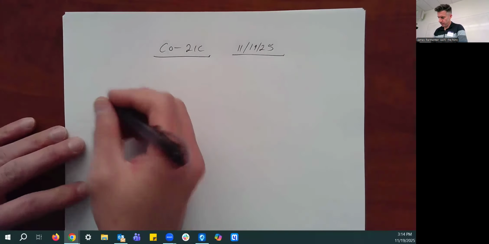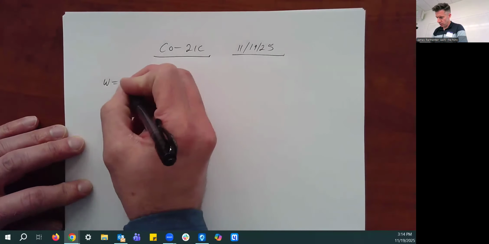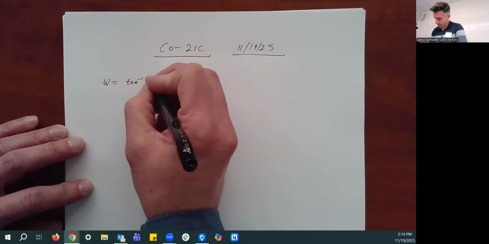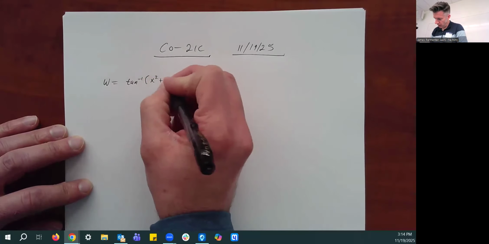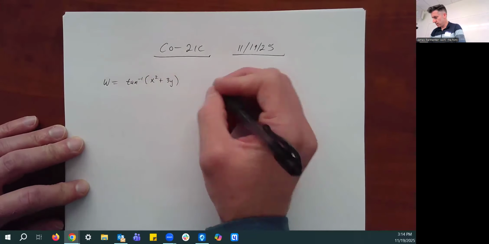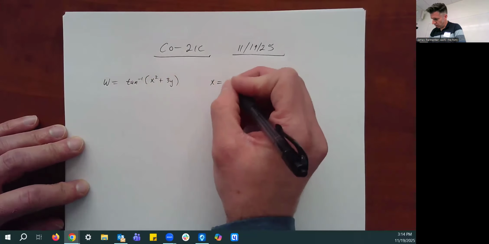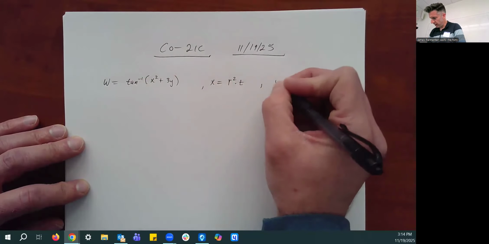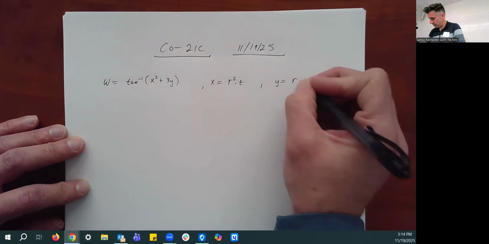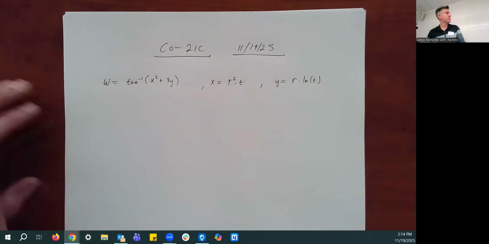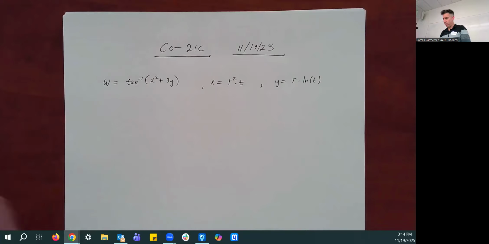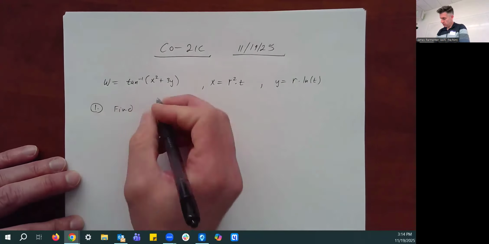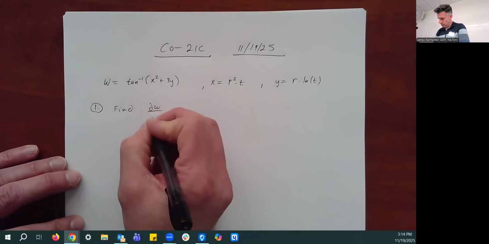We have w equal to the inverse tangent of x squared plus 3y, and x is equal to r squared times t, and y is equal to r times the natural log of t. And we're asked to find del w del r.